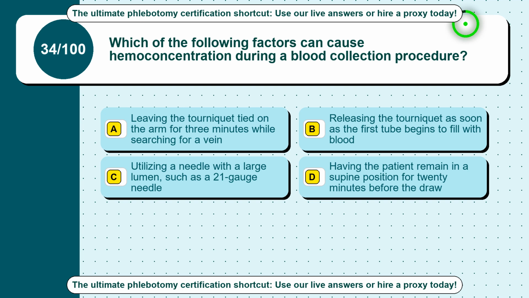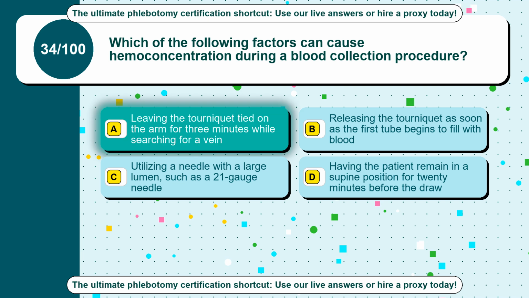Question 34. Which of the following factors can cause hemoconcentration during a blood collection procedure? Option A. Leaving the tourniquet tied on the arm for 3 minutes while searching for a vein. Option B. Releasing the tourniquet as soon as the first tube begins to fill with blood. Option C. Utilizing a needle with a large lumen, such as a 21-gauge needle. Option D. Having the patient remain in a supine position for 20 minutes before the draw. The correct answer is option A.